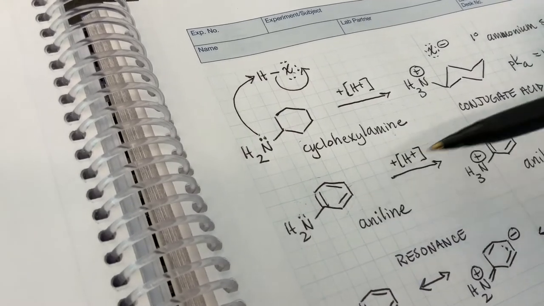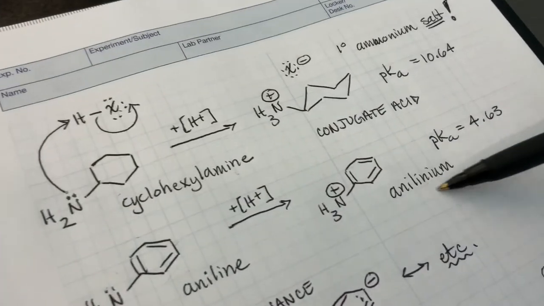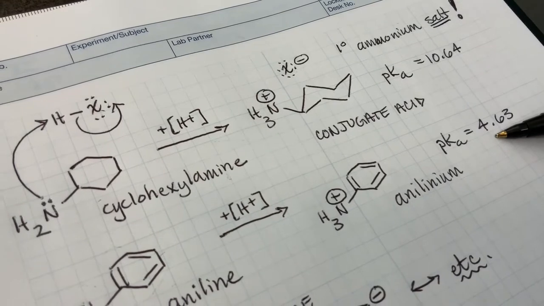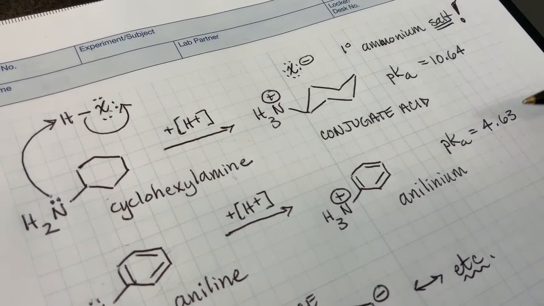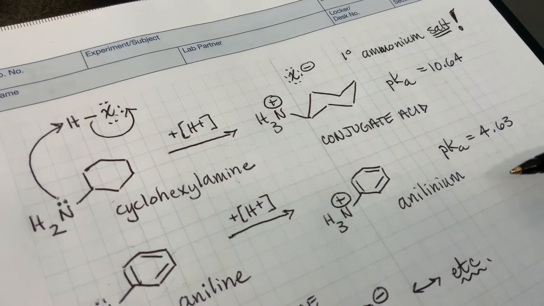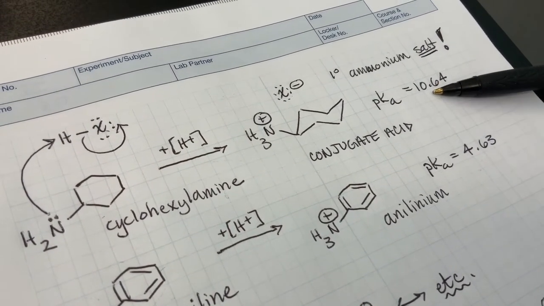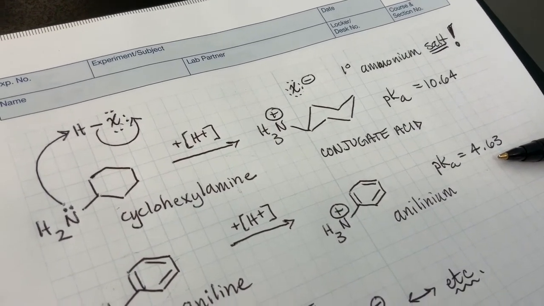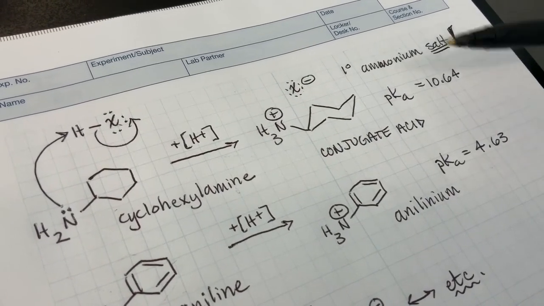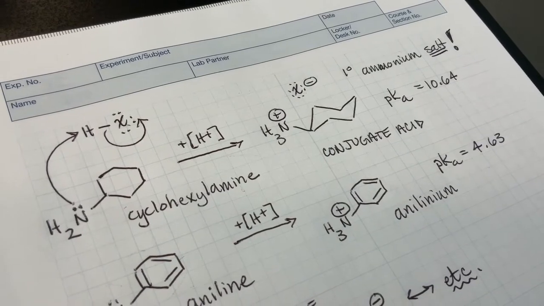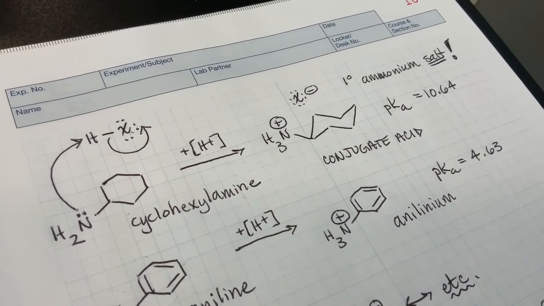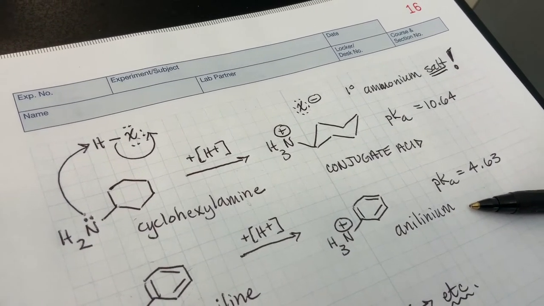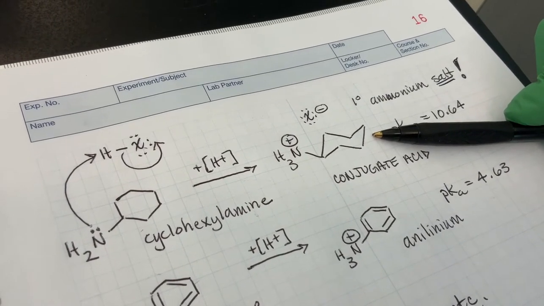So if you protonate aniline, you then get its conjugate acid, which we call anilinium. So anilinium has a pKa value of 4.63. Remember, lower the pKa, stronger the acid. So just examining these two data points, 10.64 versus 4.63, that's hugely significant. Remember that pKa is a logarithmic scale. So this difference in acidity is approximately 10 to the sixth. In other words, anilinium conjugate acid is about a million times more acidic than the conjugate acid of cyclohexylamine. All right.